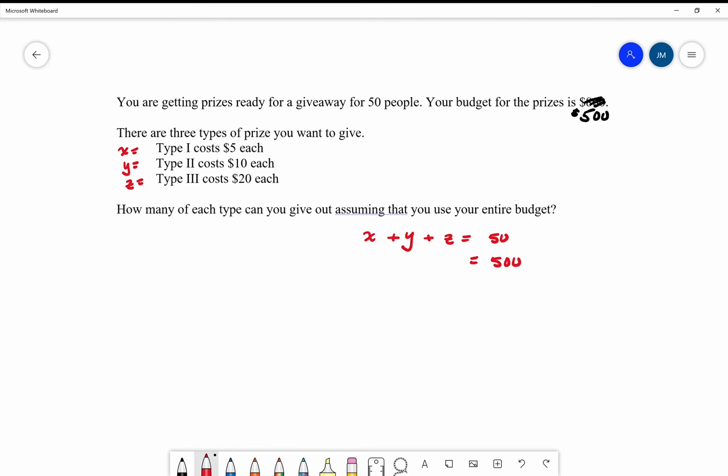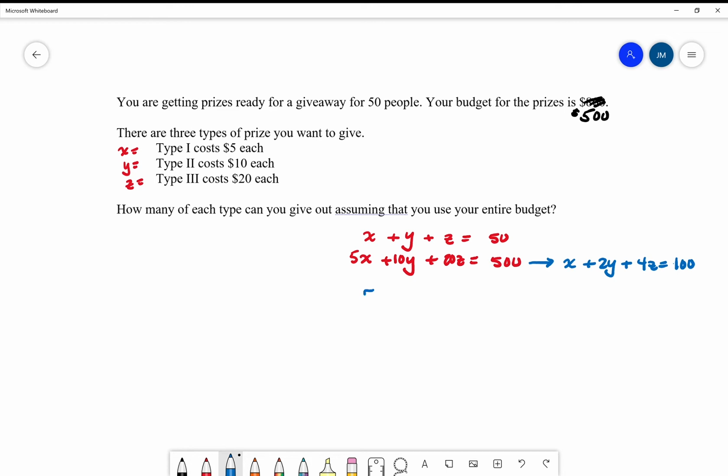Well, we know that each type 1 gift costs $5. That's 5x, and then that's 10y, and that's 20z. Now, before I put this into matrix form, I noticed that this equation can be reduced somewhat. I can divide both sides by 5 to get a simpler equation. So I'm going to do that. And there's where we are.